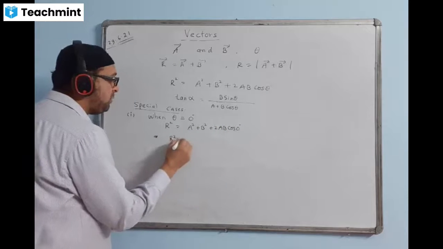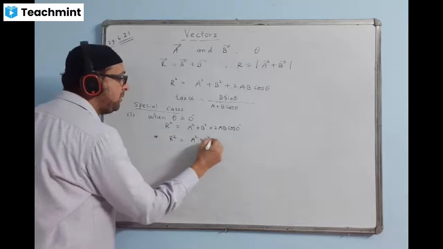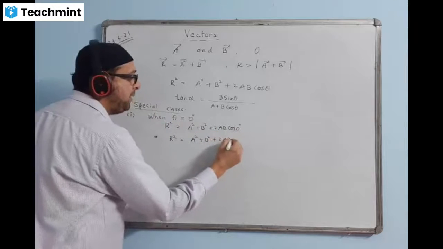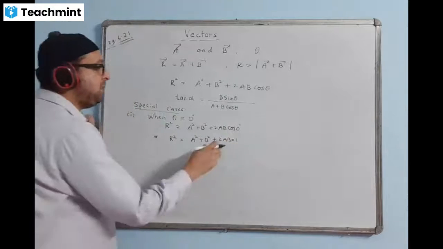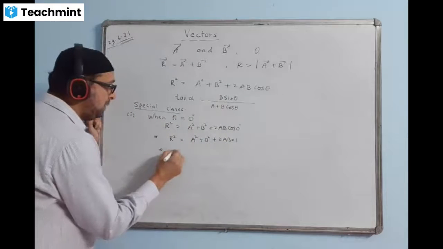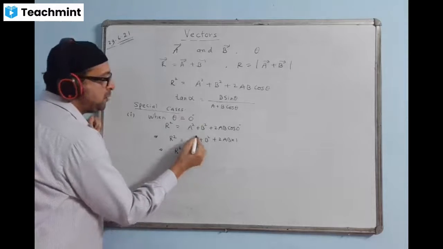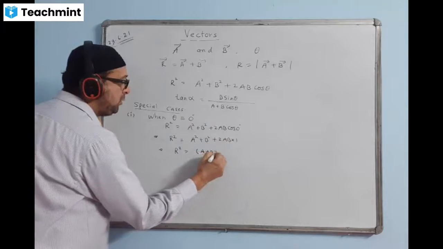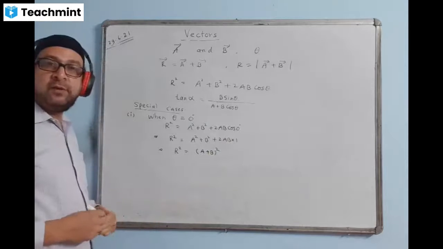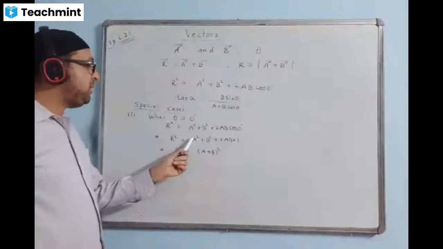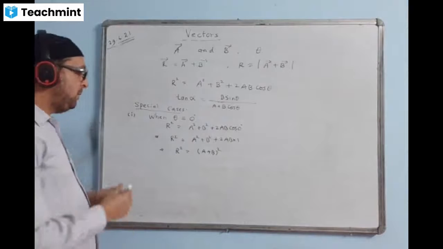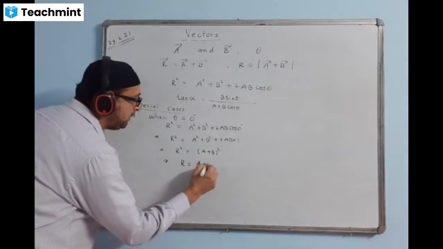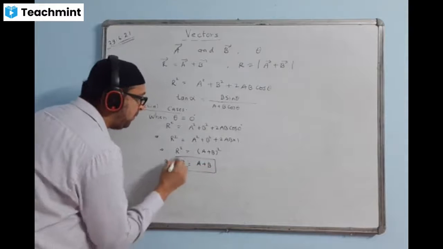Next line I write: R square is equal to A square plus B square. Cos 0 degree is 1, so this will remain only 2AB. Into 1 we can write, or we can just write 2AB directly. This will become R square is equal to A square plus B square plus 2AB, which is equal to A plus B whole square. We know the formula: A plus B whole square is A square plus B square plus 2AB. Square and square will go, and the answer will come: R is equal to A plus B. This will be the formula of the resultant.